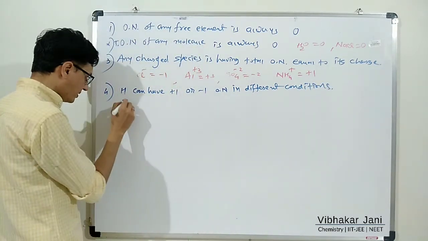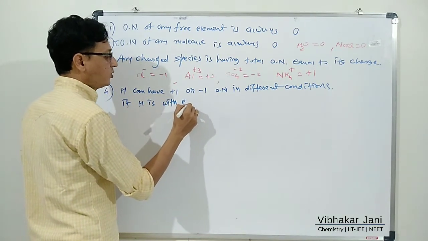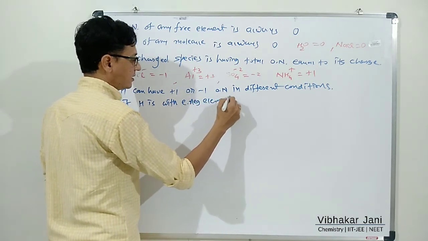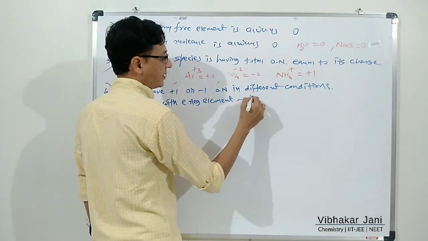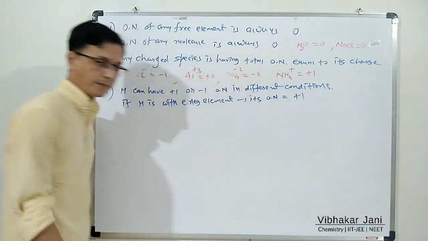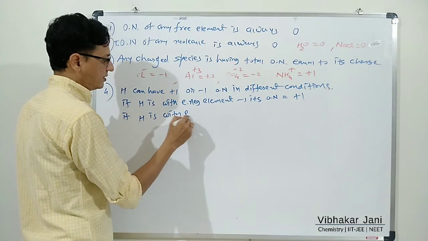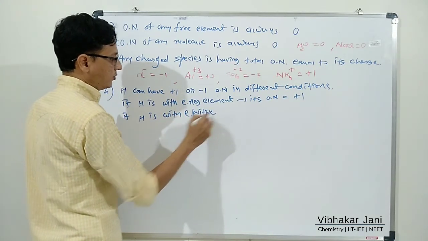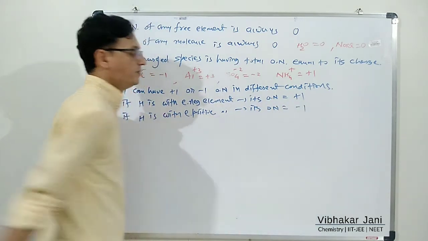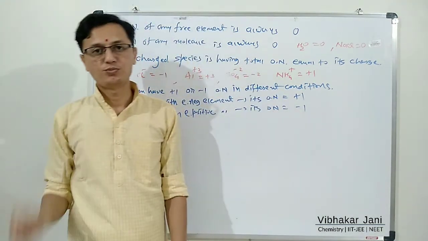Now if hydrogen is with an electronegative element, then its oxidation number will be +1. But if hydrogen is with an electropositive element, then its oxidation number will be -1. Now you know very well what is electronegative and what is electropositive.